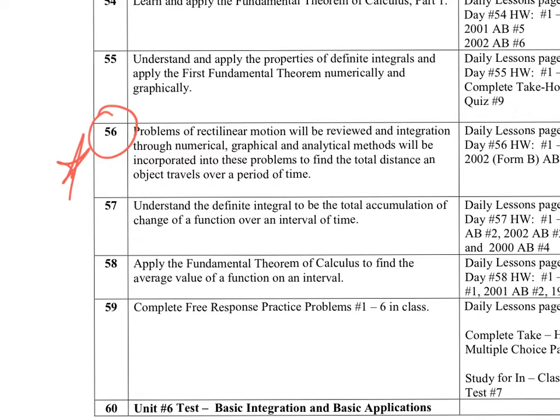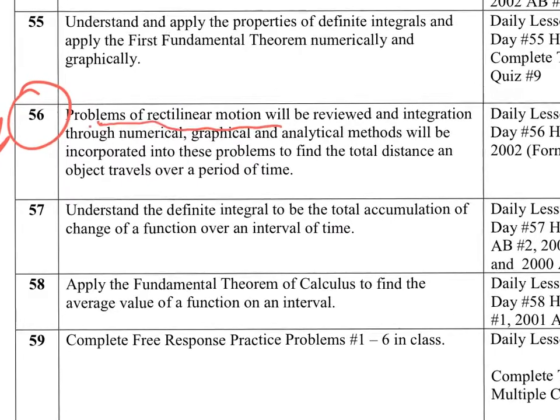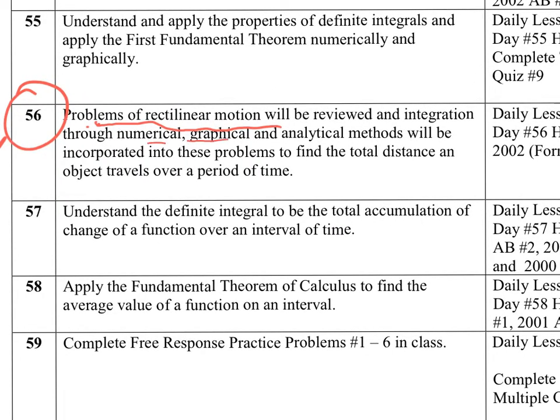But we're on day 56, and we're talking about motion again. Problems with rectilinear motion. That just means moving in a bunch of lines, crossing lines. We're going to look at it graphically, numerically, and analytically, and we're going to incorporate all of that. The main thing today is total distances, and along with that will be the word net, of objects over a period of time. Okay, so let's get on that.